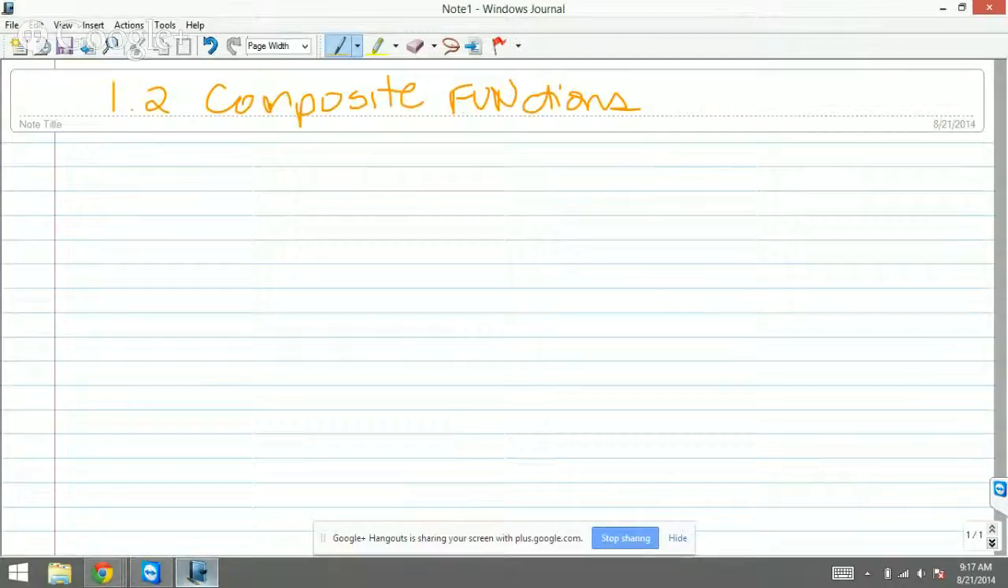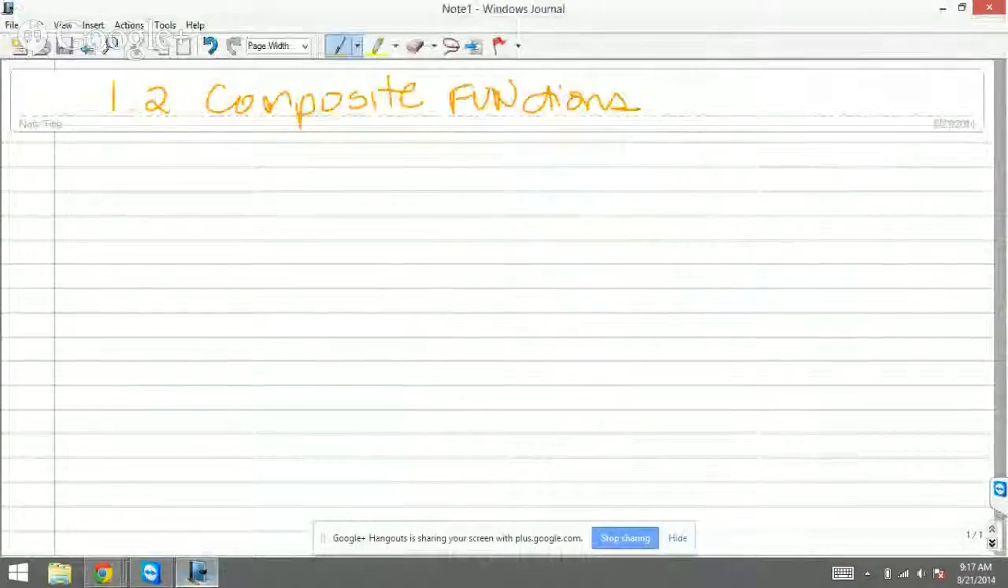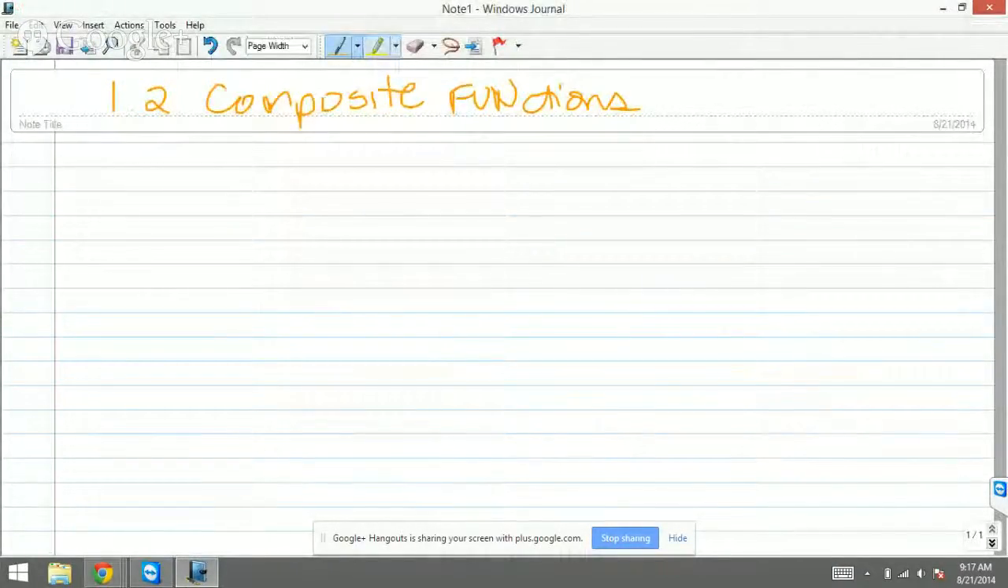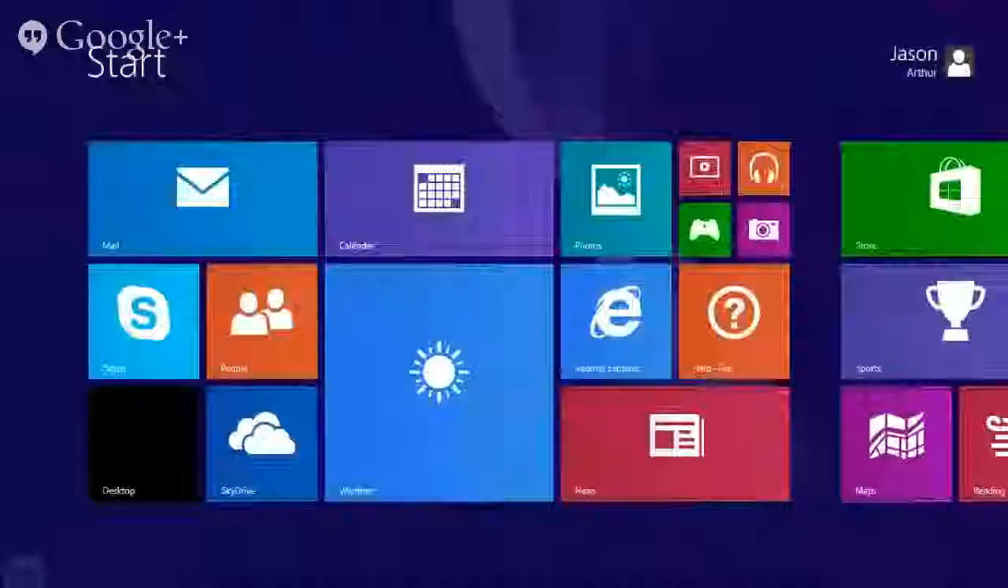But so composite functions, we are, why is my screen not working? Just give me a sec here.